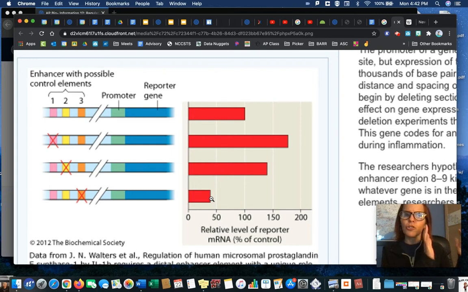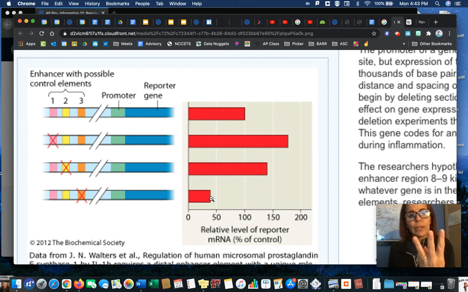Remember that these control elements are so far away, thousands of letters away. It's really hard for scientists to know. So this is the only way they can figure it out. It's process of elimination. Delete this part of the DNA and see what impact it has. Now delete this part of the DNA, see what impact it has. No impact at all? Well, we were wrong. If it has an impact, maybe we were right. And that's my hint to you. If there's no impact at all, they were wrong. If there is an impact, maybe they were right.